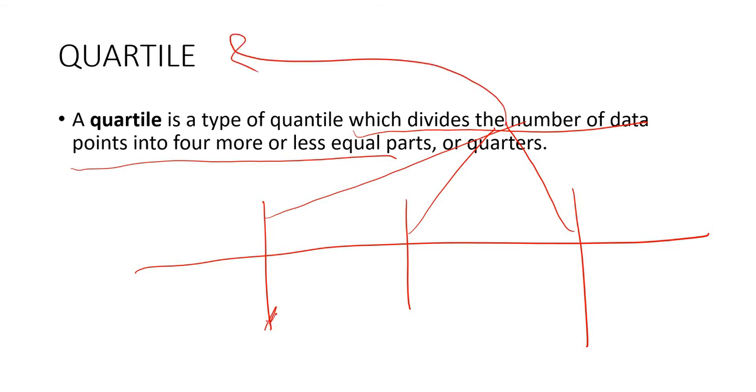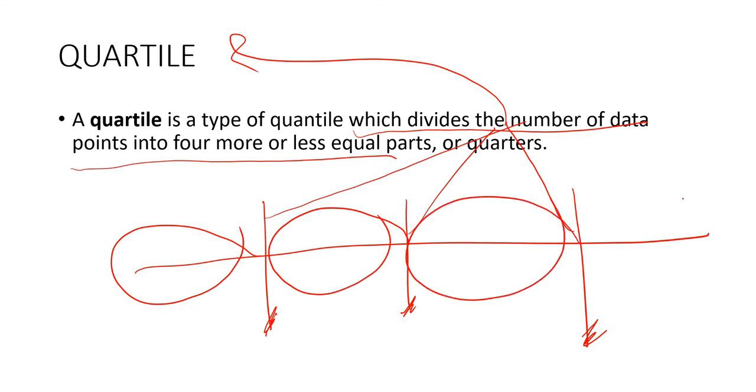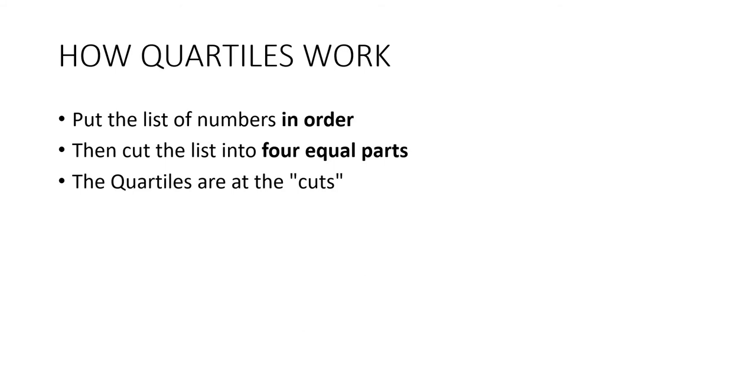This is the first cut, this is the second cut, this is the third cut. When you use three cuts, you will get four groups. This is the first group, this is the second group, this is the third group, this is the fourth group. So we will get four groups, and these cuts are known as the quartile, because it is dividing into four. Okay, that is quartile.